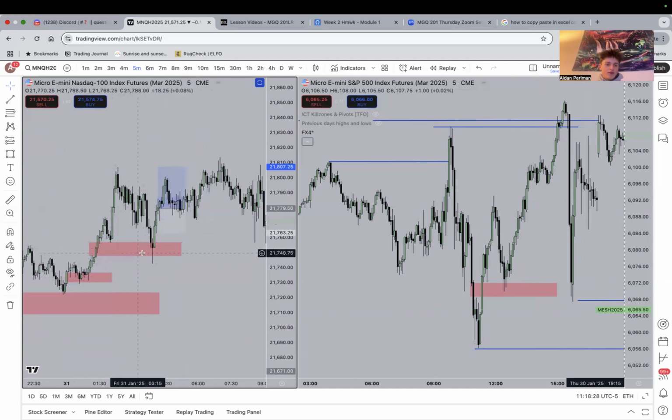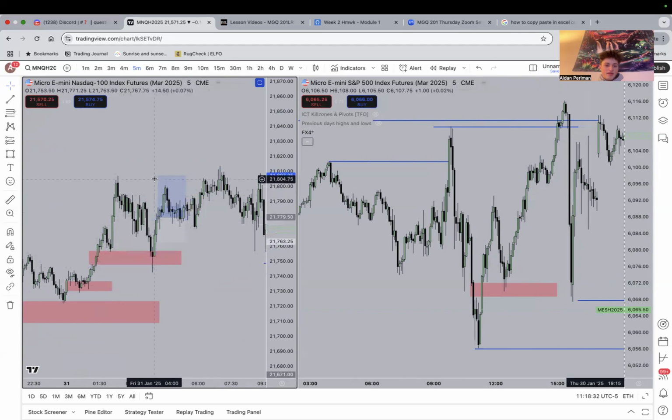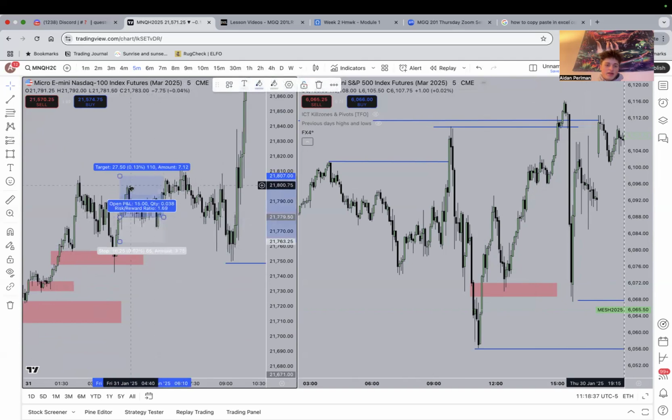Okay, sweep below, we come from a fair value gap, and then we inverse the gap. This one would have been a break even, but again, it ends up hitting.